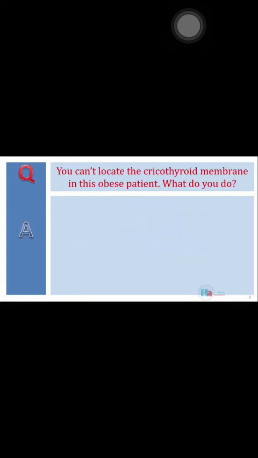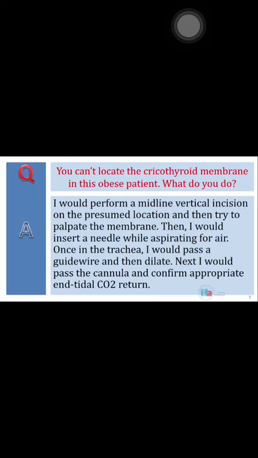You can't locate the cricothyroid membrane in this obese patient. What do you do? I would perform a midline vertical incision on the presumed location and then try to palpate the membrane. Then I would insert a needle while aspirating for air. Once in the trachea, I would pass a guide wire and then dilate. Next, I would pass the cannula and confirm appropriate end-tidal CO2 return.